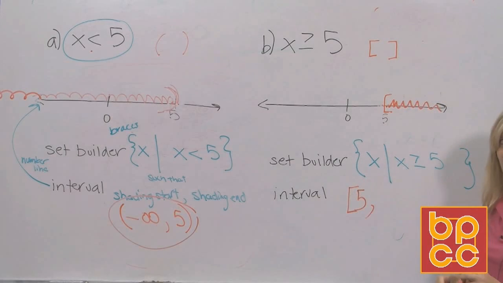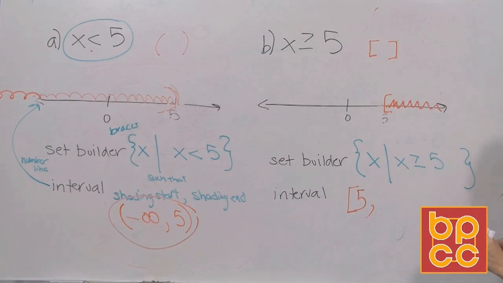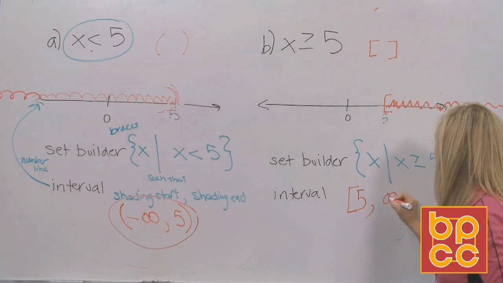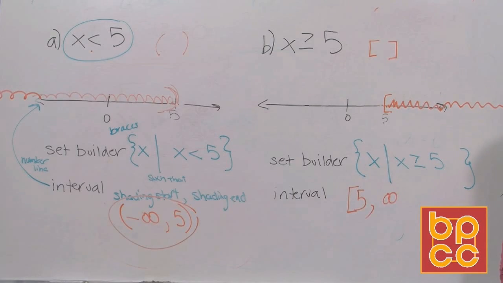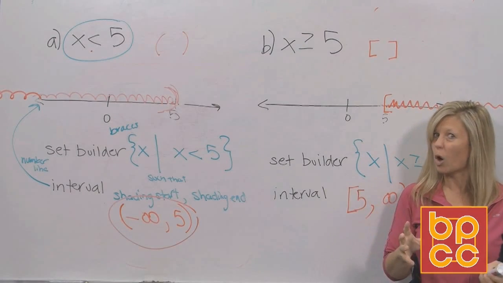Then you put a comma, and you tell me where the shading ends. Well, does the shading end? Well, you could say it ends there, but is there an end to this number line? No, the arrow indicates this number line goes on forever and ever. Because we're going on forever and ever to the right, that's not going to be negative infinity, that's going to be positive infinity. And what symbol do we always put on infinity? Good, a parenthesis.